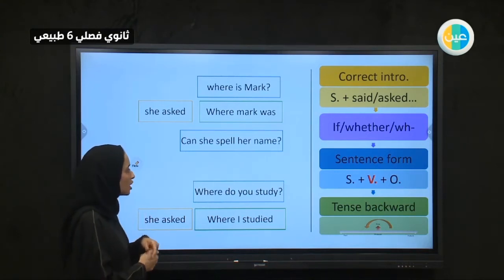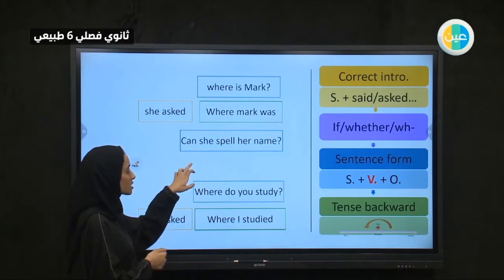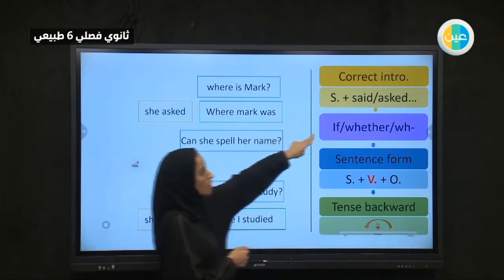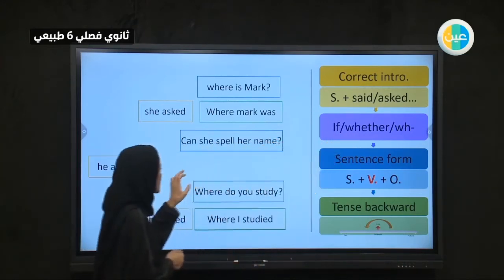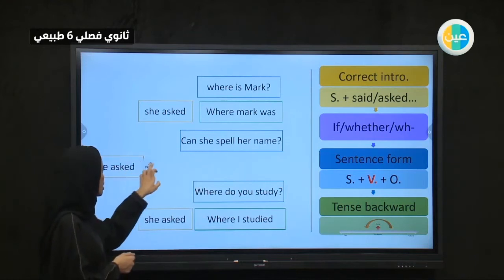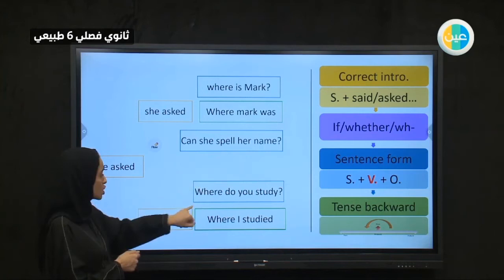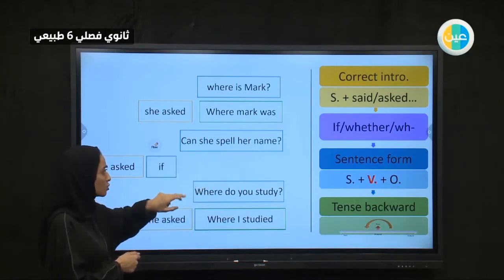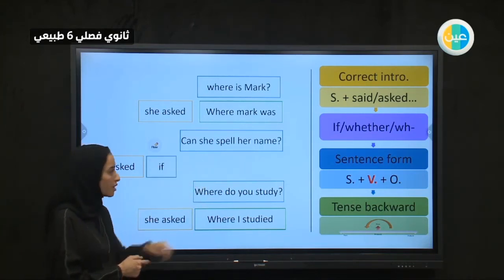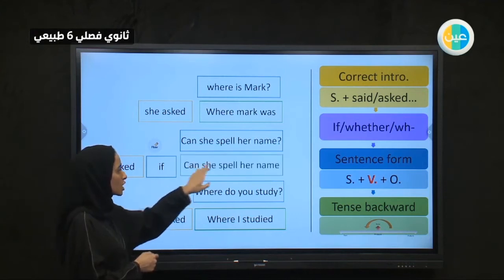Can she spell her name? What do we have here? This is a yes, no question. So we will use whether, if or whether here. So start with the correct introduction. She or he asked. Then no WH. We don't have the WH. So let's put it if or whether. Then the same question. Can she spell her name?